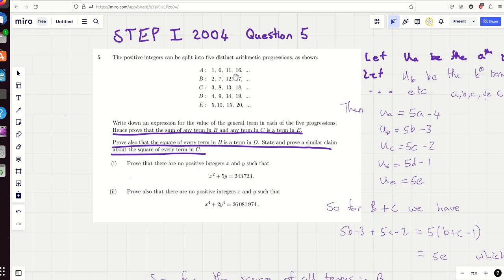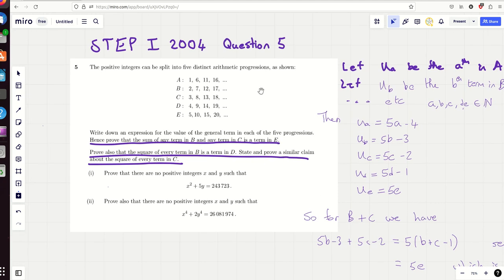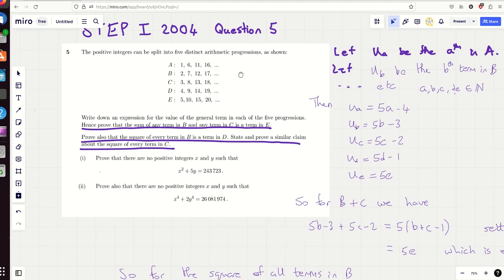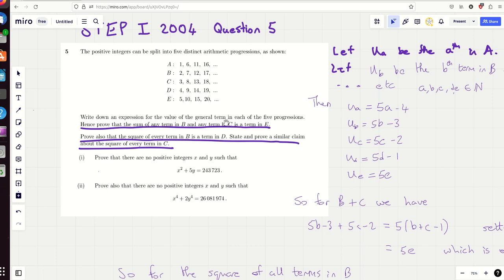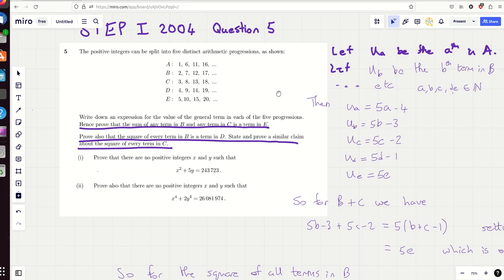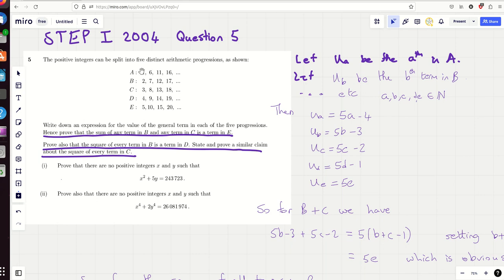Okay, they've given us 5 distinct arithmetic progressions. This can be done as well if you're an AS student, if you've never seen arithmetic sequences before, because you've definitely seen nth term before, and really this is about nth term. Now they want us to write down an expression for the value of the general term in each of the 5 progressions. Well, this is obviously 5m minus 4, 5m minus 3, 5m minus 2, 5m minus 1 and 5m.